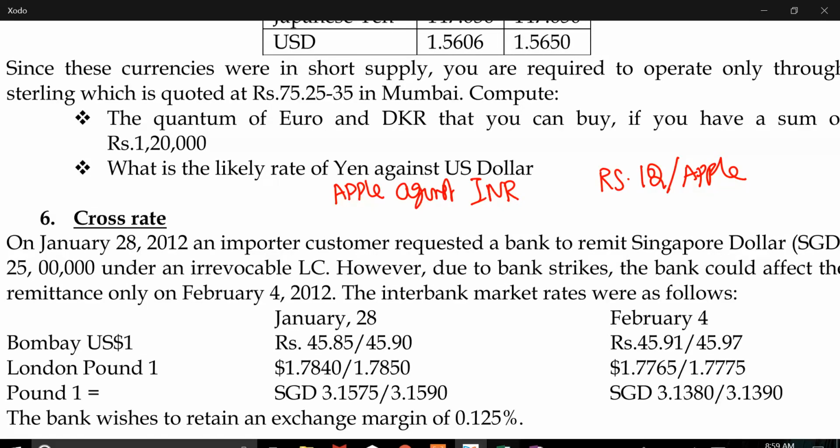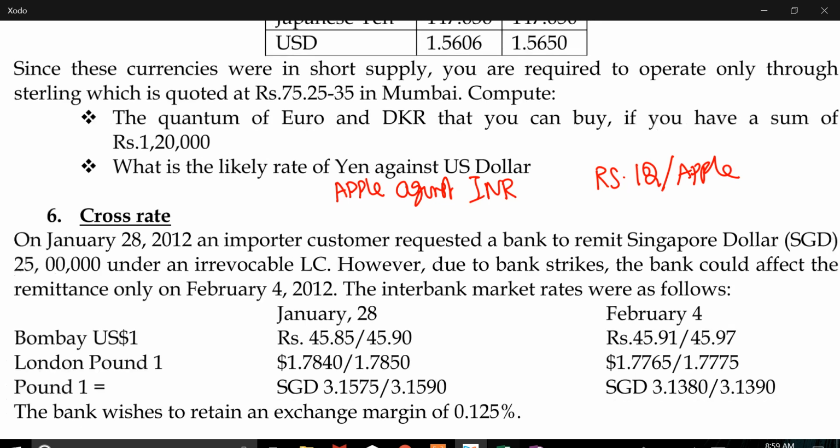So what is required in the question is the likely rate of yen against US dollar. Do they need yen per USD or USD per yen? USD per yen. Initially it may feel that likely rate of yen means yen per USD. That's why I gave you an example. Likely rate of apple against rupee. Apple is a product against rupee. So one piece of apple will cost 12 rupees, so you give a quote of 12 per apple.